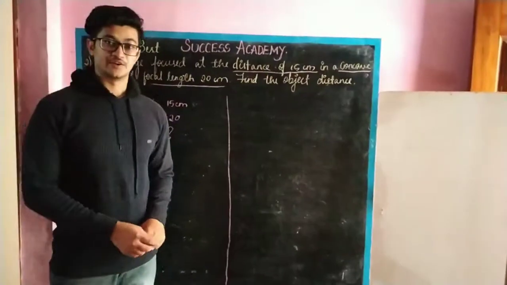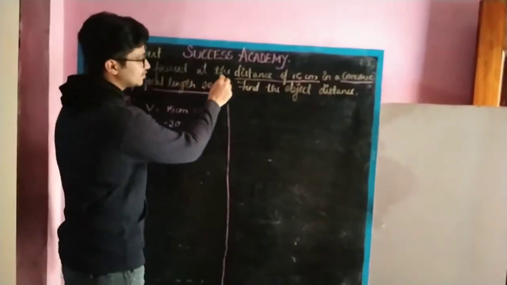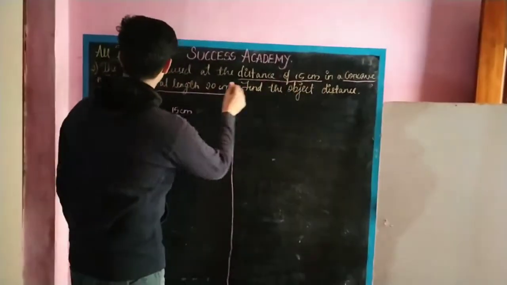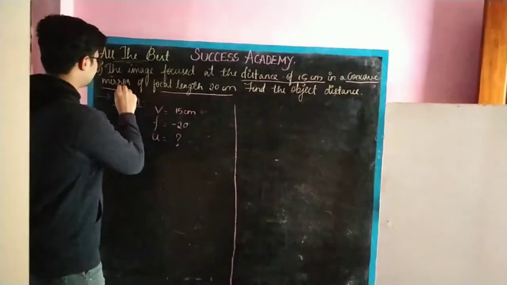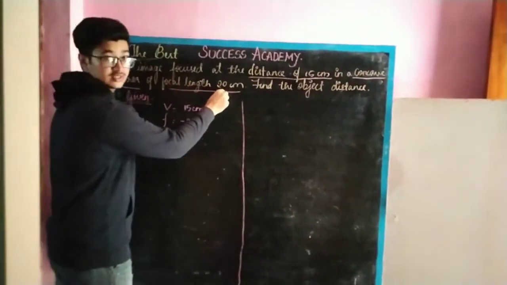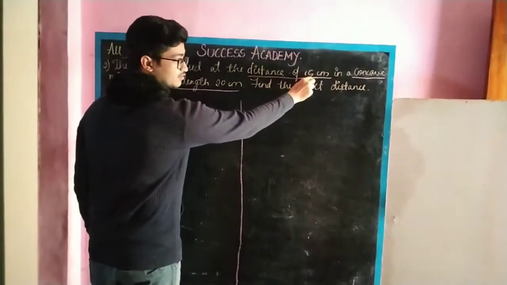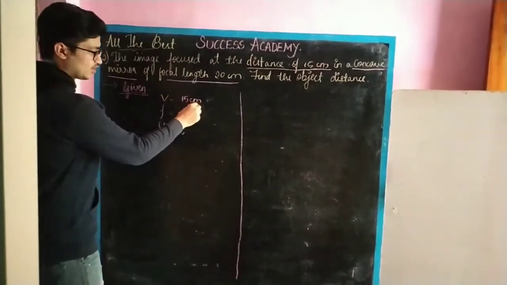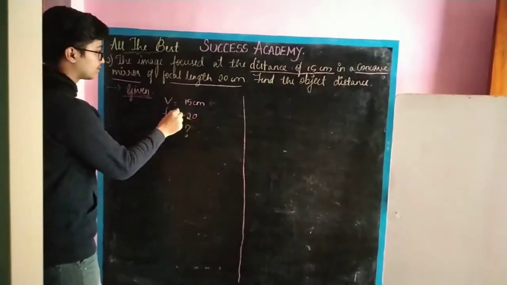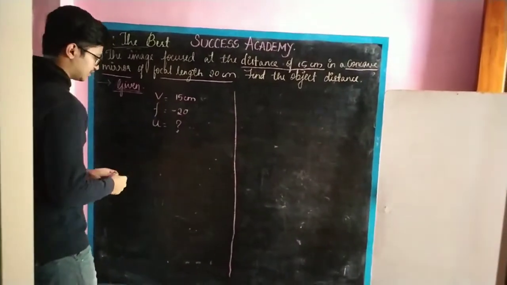Okay, friends, now let us go to the next problem. The problem is: an image is formed at a distance of 15 cm in a concave mirror of focal length 20 cm. Remember, friends, in a concave mirror focal length is always negative. Find the object distance. Here they have given image distance 15 cm. We have to find the object distance. Image distance they have given as 15. Focal length is always negative in a concave mirror, and we have to find the object distance.